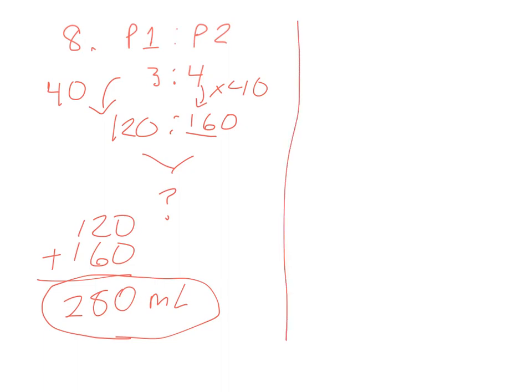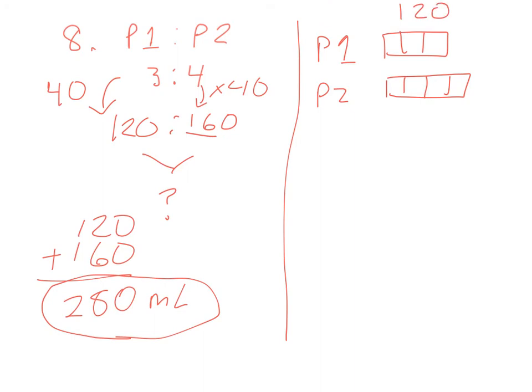To do it with pictures, I could have said portion 1 had 3 boxes, portion 2 had 4 boxes, and we know that this one was 120. So 120 divided by 3 put 40 in each box. And then I count that I have 7 boxes. So to get the whole thing, 40 times 7, my total over here, was going to be 280 milliliters, just like the other one, because there were 7 boxes, 40 in each. 40 times 7 is 280.